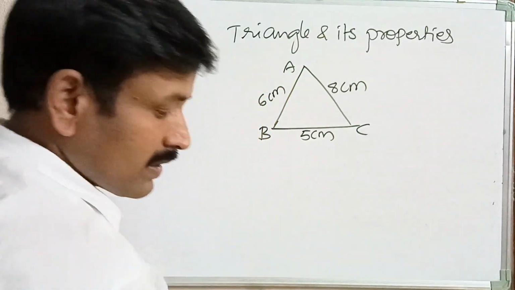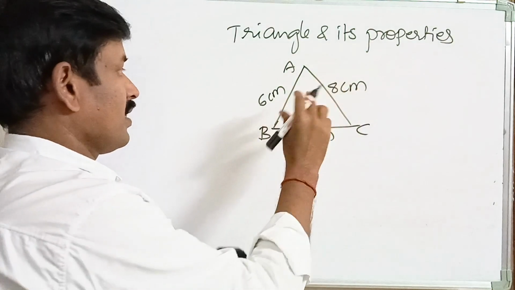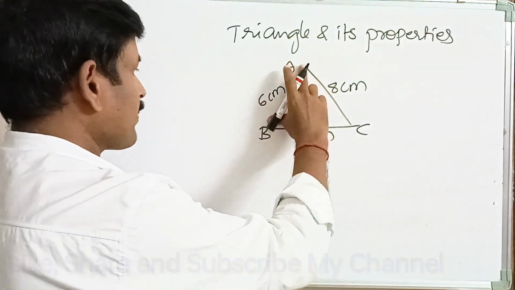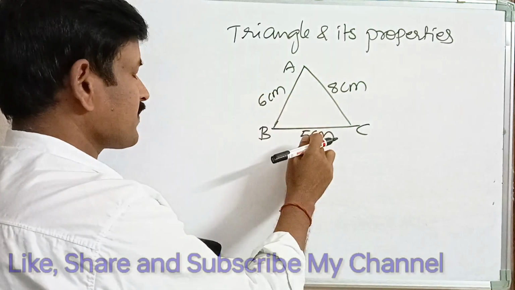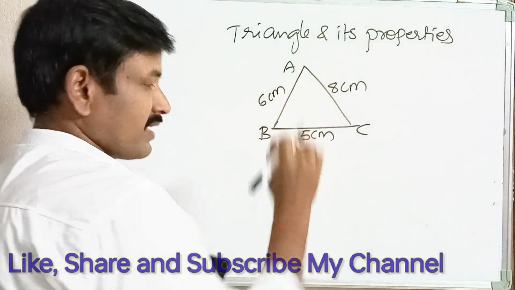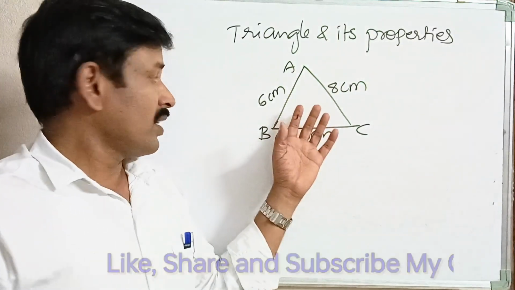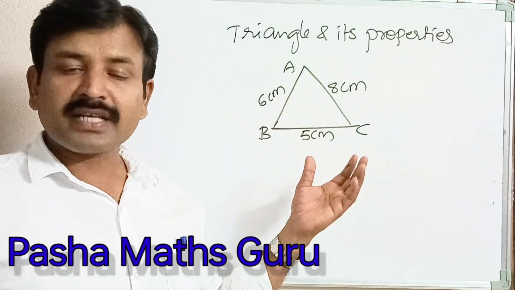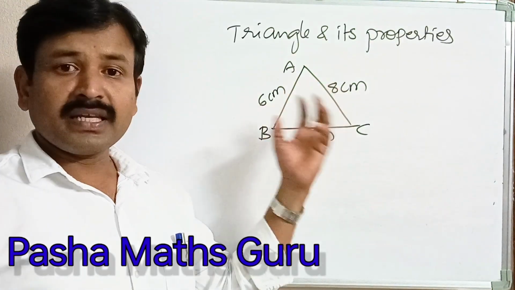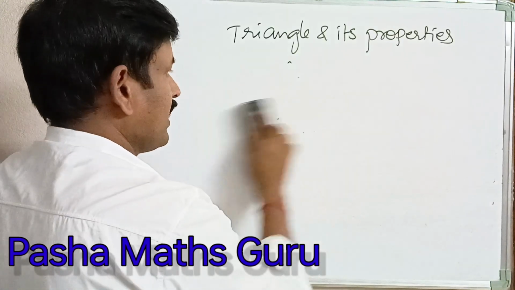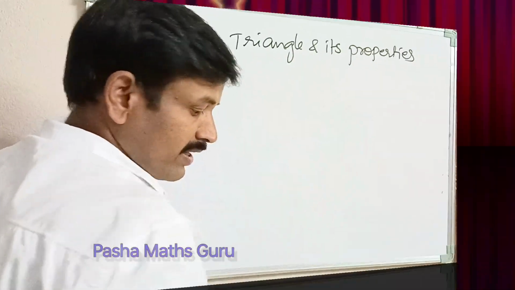Next, observe the difference between the lengths of any two sides of a triangle. Here AB minus BC is 6 minus 5, 1 centimeter, which is less than the length of the third side, 8 centimeters. Now we can conclude that the difference between the lengths of any two sides of a triangle is less than the length of the third side. This is the relationship between the sides of a triangle.